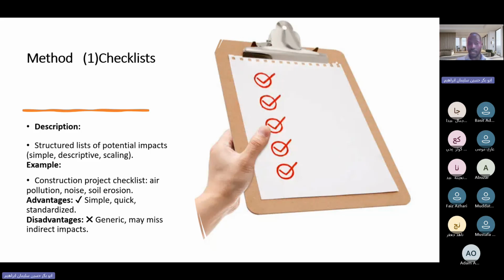Concerning the disadvantages, the checklist method is generic or more general. Additionally, there are indirect impacts. Sometimes there are impacts of the project we couldn't see. With the checklist, perhaps we can miss some of the risks. This is a disadvantage here. This is the one method for the environmental impact identification.